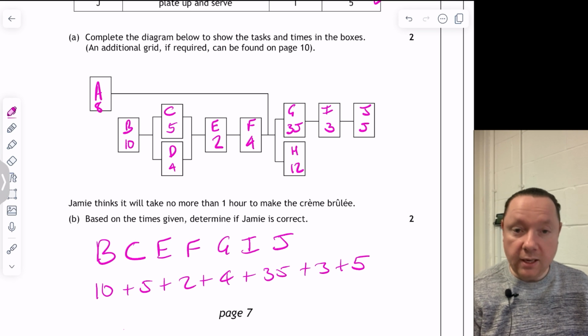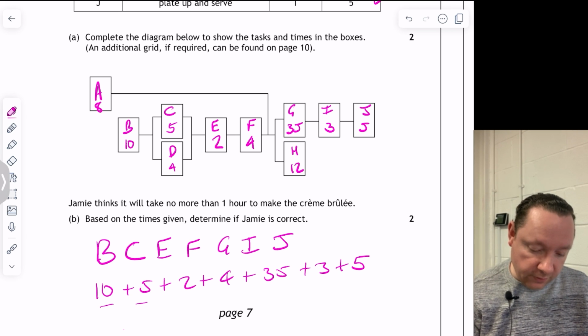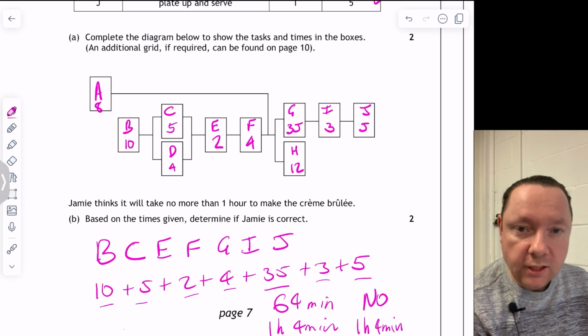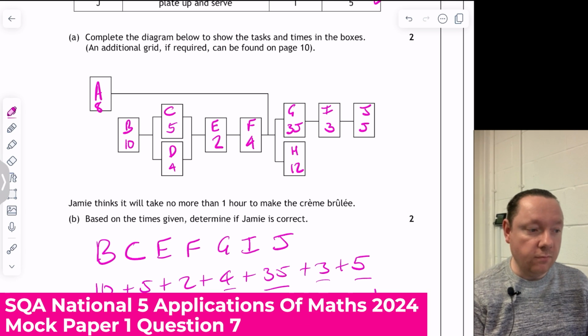So counting these up carefully, 10 and 5 is 15, plus another 5 is 20, plus 35 is 55, plus 2 and 3 is 5, so that's 60, and then 64 minutes. That's 1 hour 4 minutes. So is he correct? No, because 1 hour 4 min is bigger than 1 hour. And we're done there. Or you could say it'll take 4 minutes longer.